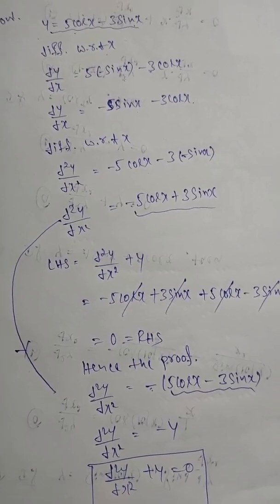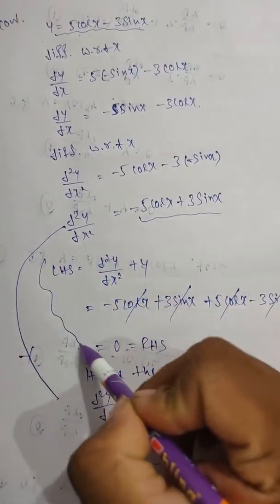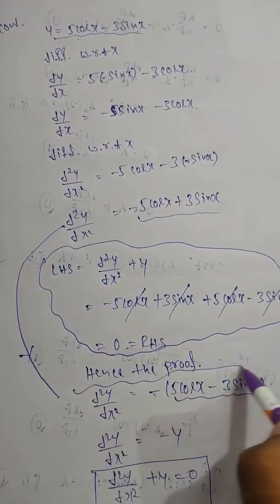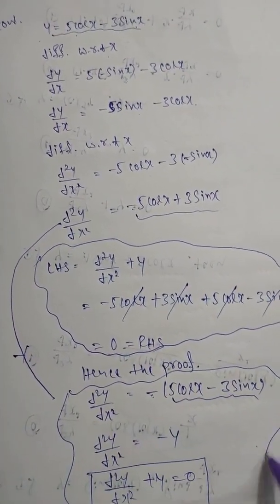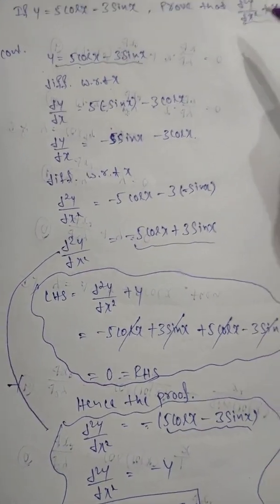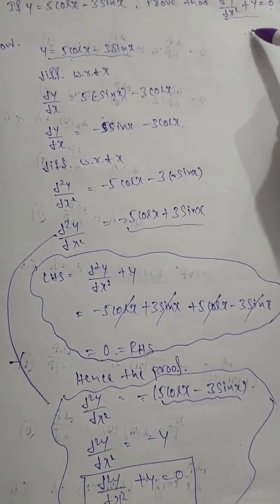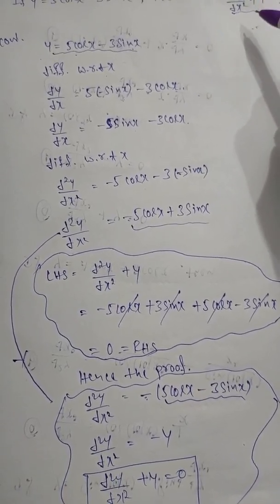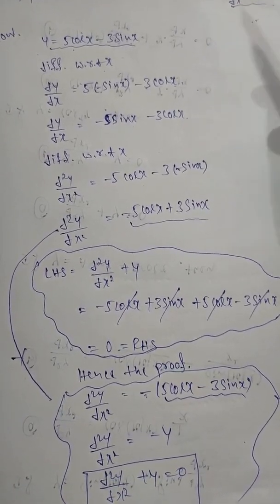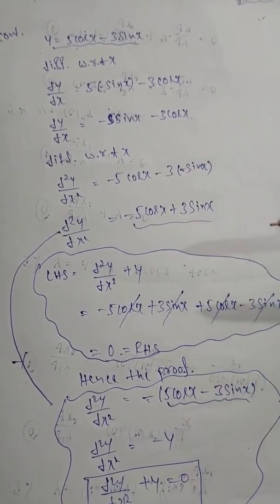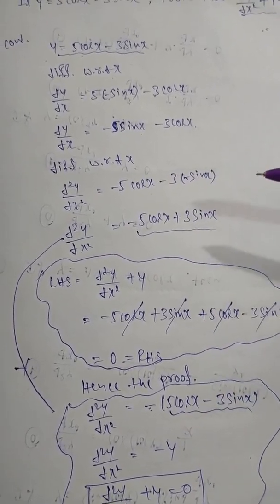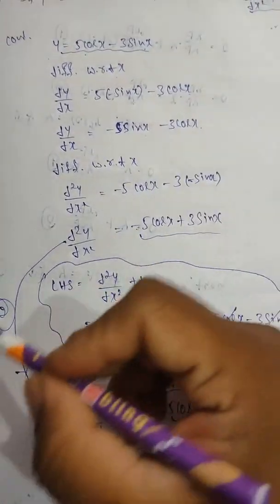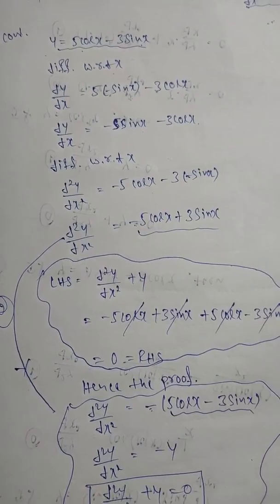So this is the equation. Now you can solve by either this method or this method. That is left to you. The proving part is important: d square y by dx square plus y is equal to 0. You can do it in either method. Once again, just listen here. This is the second type of doing the problem.